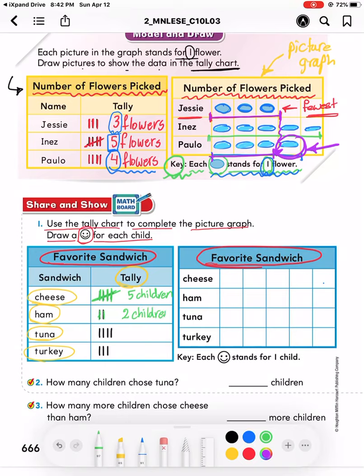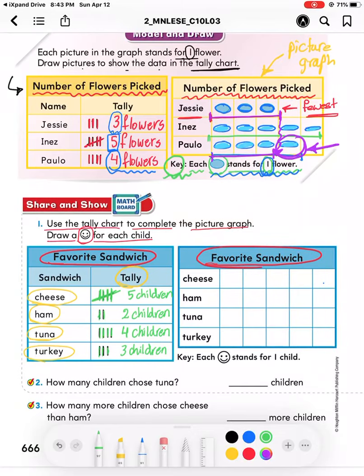Of course, the word children is the plural of child. Now, what about the tuna sandwich? Let's count together how many tally marks we have for the tuna sandwich. 1, 2, 3, and 4. So this means that 4 children consider the tuna sandwich their favorite sandwich. What about the turkey? Let's count together. 1, 2, 3. So only 3 children consider the turkey sandwich their favorite one.